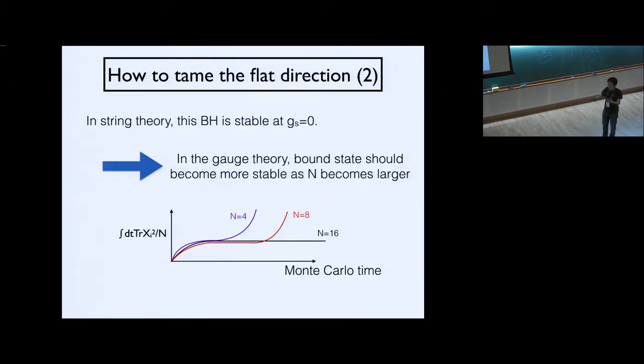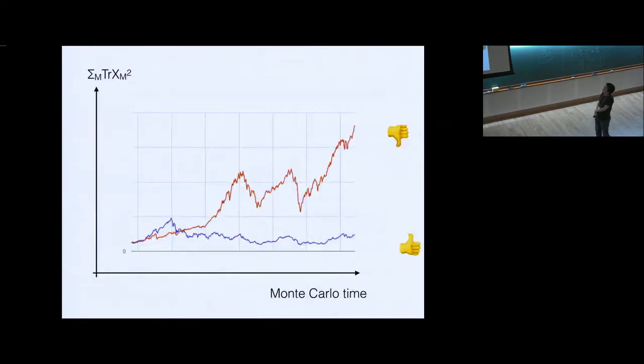I think this is a rather straightforward, standard method to deal with a metastable state. And I used this joke slide already several times, so at least one person knows what this plot means. But this plot is a plot of trace x squared as a function of Monte Carlo time.